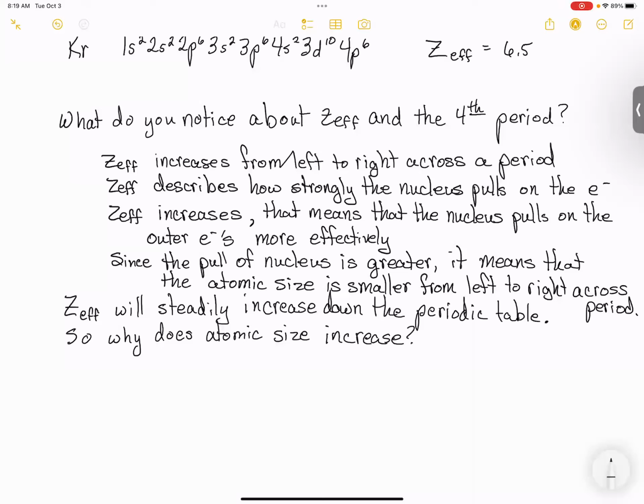It doesn't tell the story for an element in the group, because there is a second factor, and I mentioned this on Thursday. There is a second factor that comes into play when we're talking about a group. So even though the Z effective will steadily increase down the periodic table, why does the atomic size increase? What other factor comes into play?